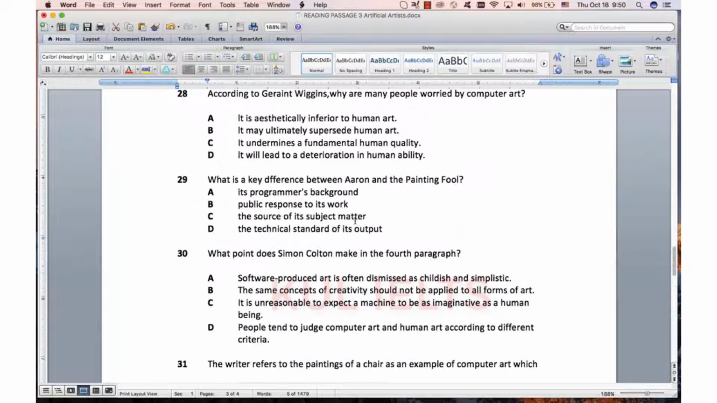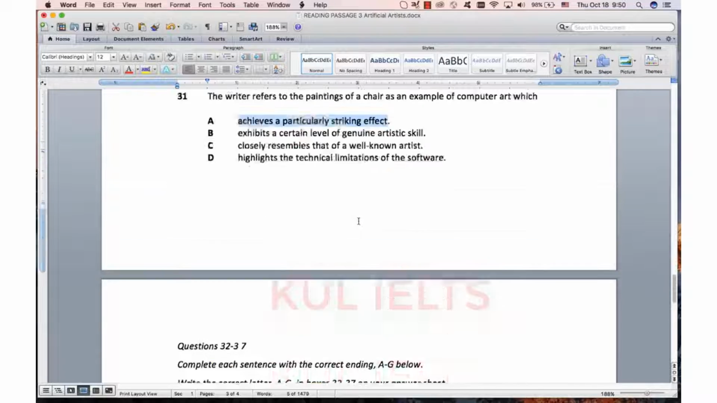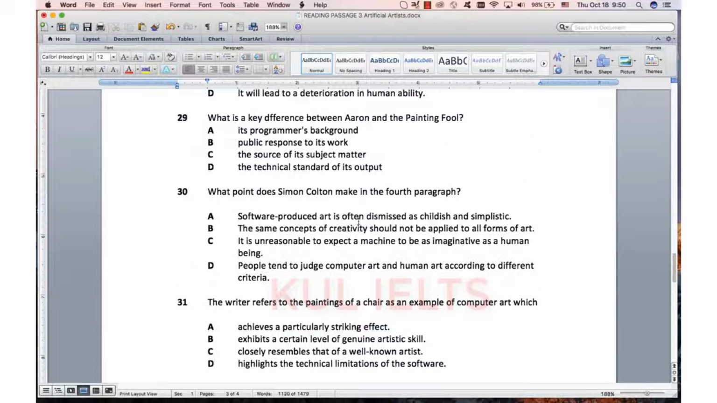All right. So once again, sorry I can't help too much with multiple choice. It is what it is. Let's move on to the next test. Hopefully we'll have a nicer reading one. This was quite tricky.